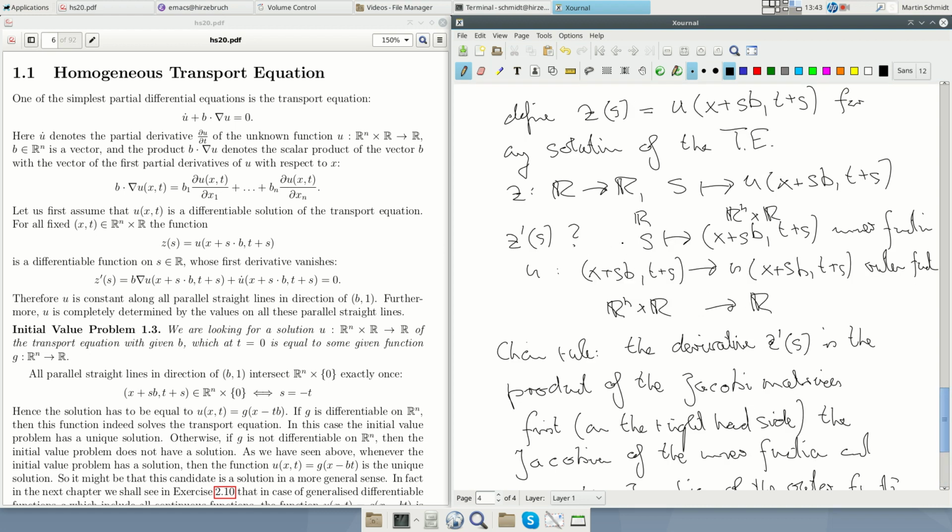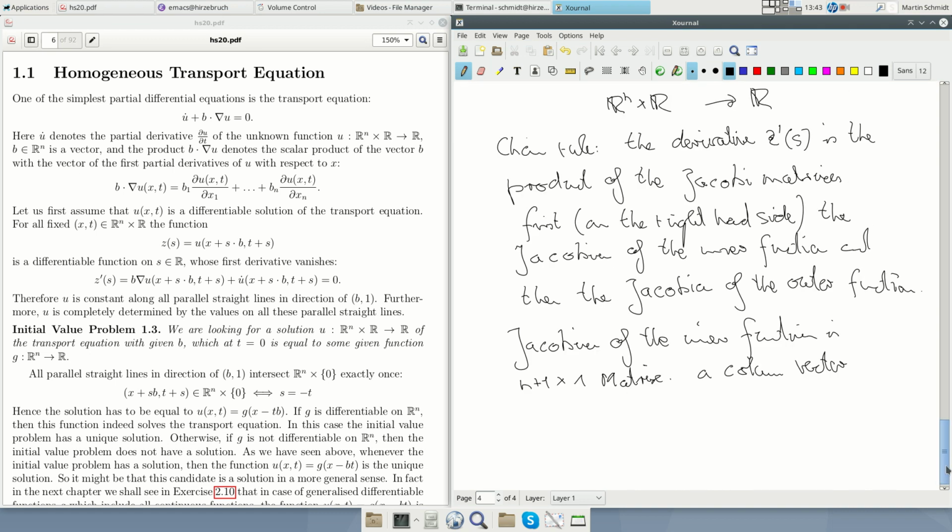Here we have the function. We should differentiate with s. So what we get is just b and 1. Here we have n components, b, and 1 component. So it's a column vector here. And the Jacobian of the outer function is now vice versa. This is a 1 cross n plus 1 matrix. So it's a row vector.